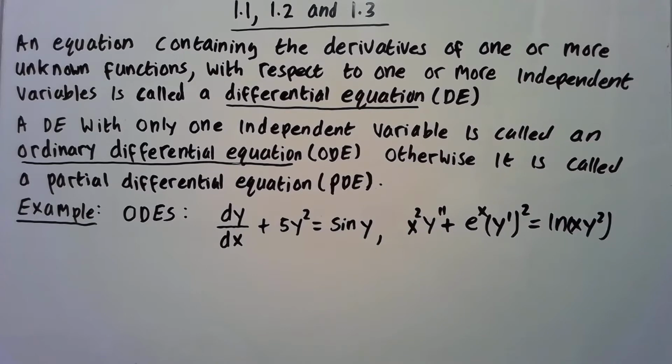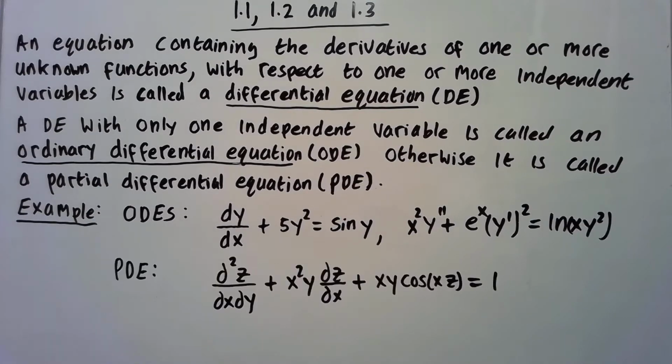Okay, so here's an example of a PDE. We have the second partial derivative of z with respect to x and y, plus x squared y times the partial derivative of z with respect to x, plus xy cosine x z equals 1. This would be a partial differential equation because we have partial derivatives. And here we have two independent variables, x and y. We're assuming that z is a function of x and y here.